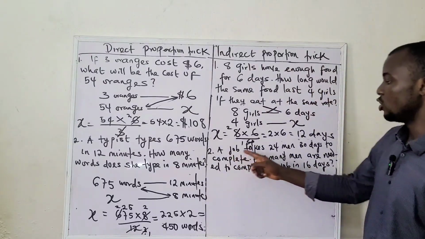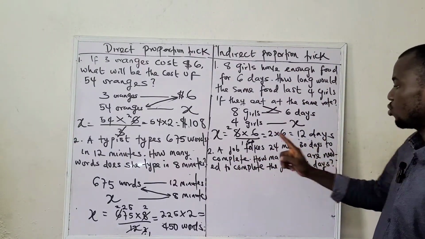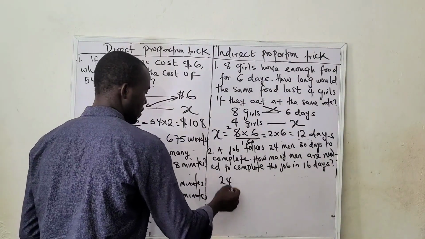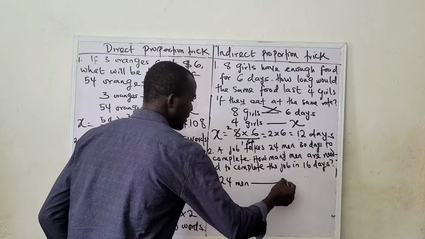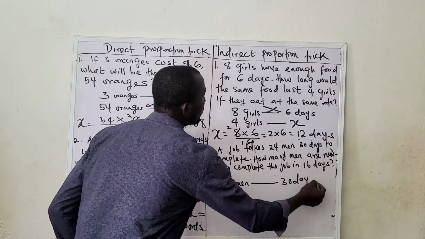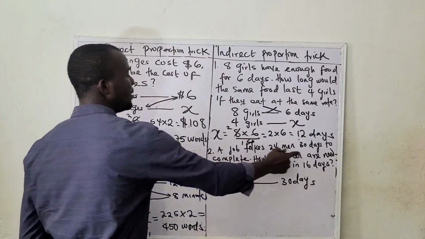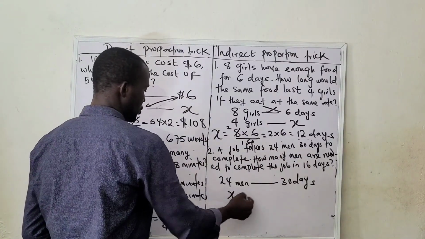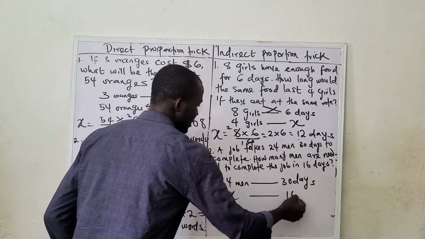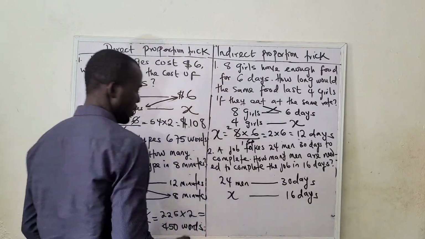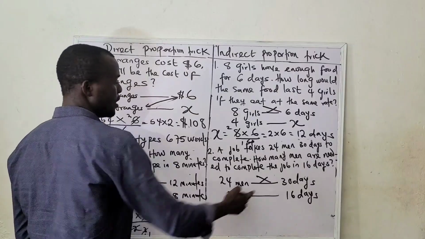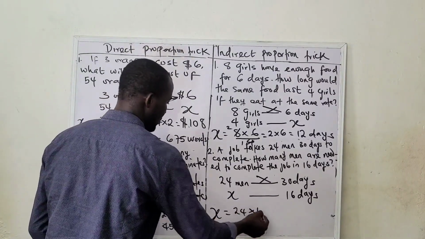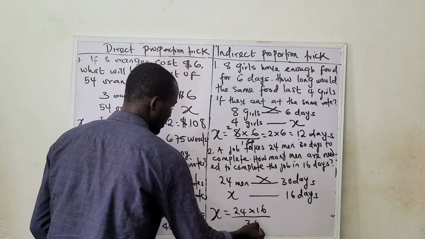And the final one: a job takes 24 men 30 days to complete. So let's begin. 24 men will take 30 days. How many men are needed to complete the job in 16 days? So with the number of men, it will take them 16 days. And so here again, you multiply and divide by what is left. So your x is 24 times 16 over 30.